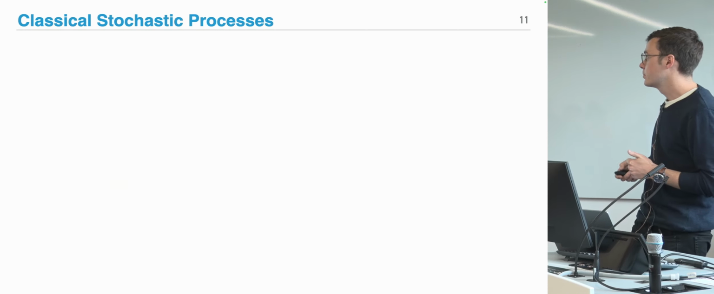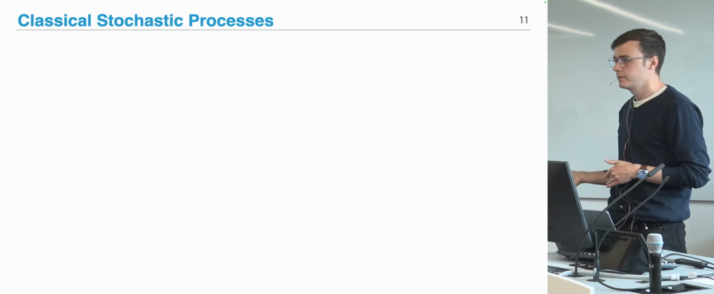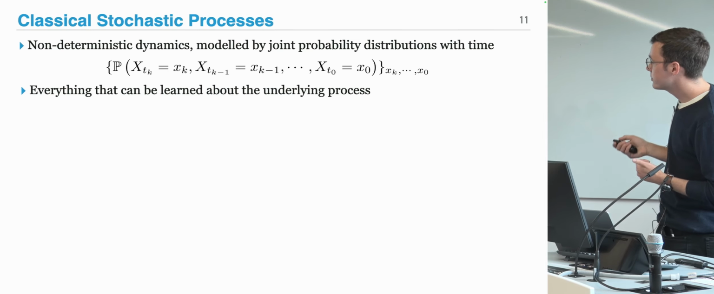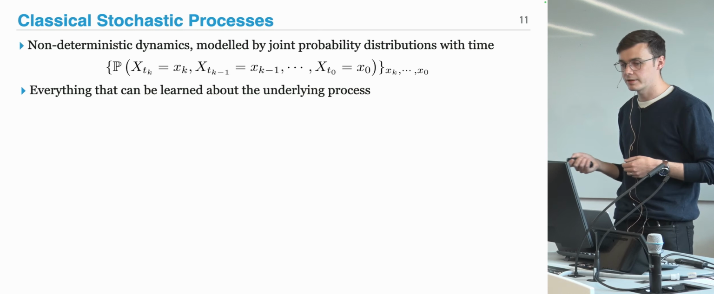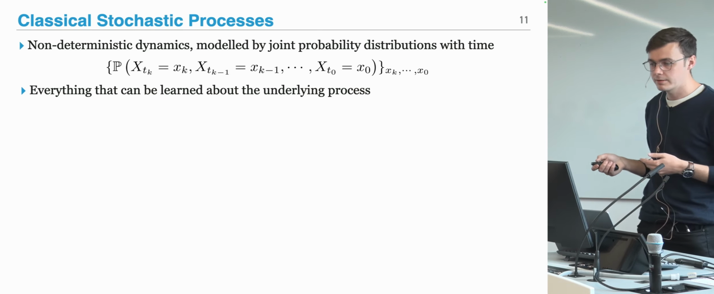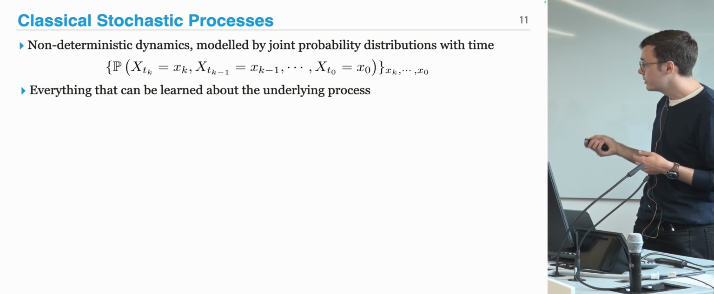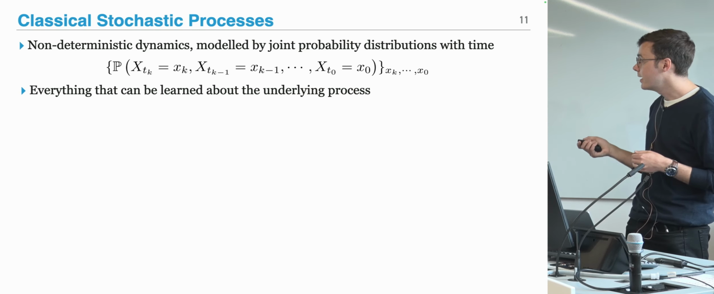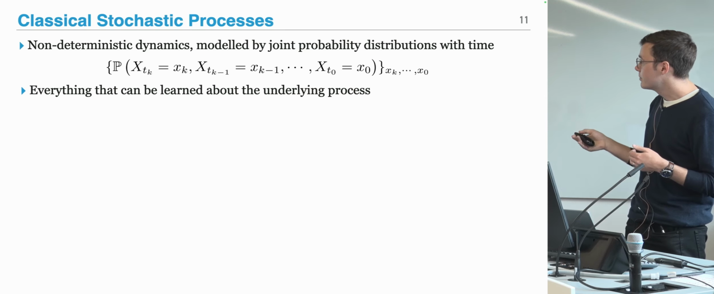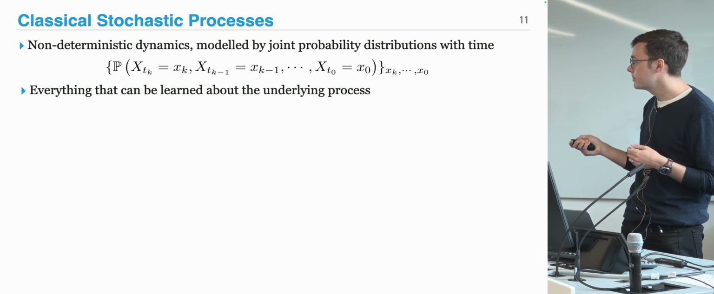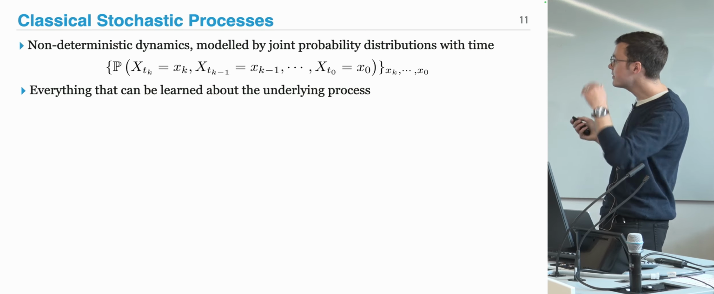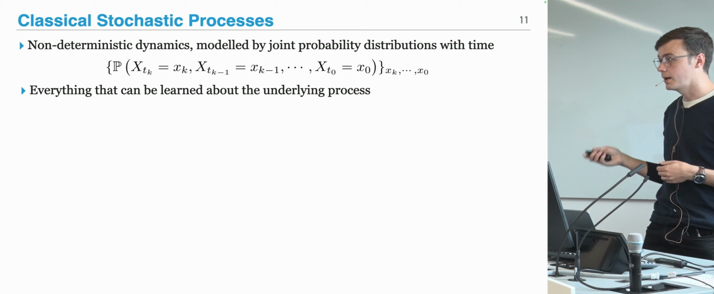So to understand this, I want to first briefly talk about classical stochastic processes. This is the mechanism under which we have quantum stochastic effects. A classical stochastic process is, broadly speaking, some non-deterministic dynamics. And everything that you can expect to understand about this non-deterministic dynamics is described by a joint probability distribution. So we're interested in some property X. X can take different values at different times. And we have some joint probability distribution which allocates a probability to X taking outcome xk at time tk, as well as xk minus 1 at time tk minus 1, all the way up to x0 at time t0. And this describes everything that in principle can be learned about the underlying process.